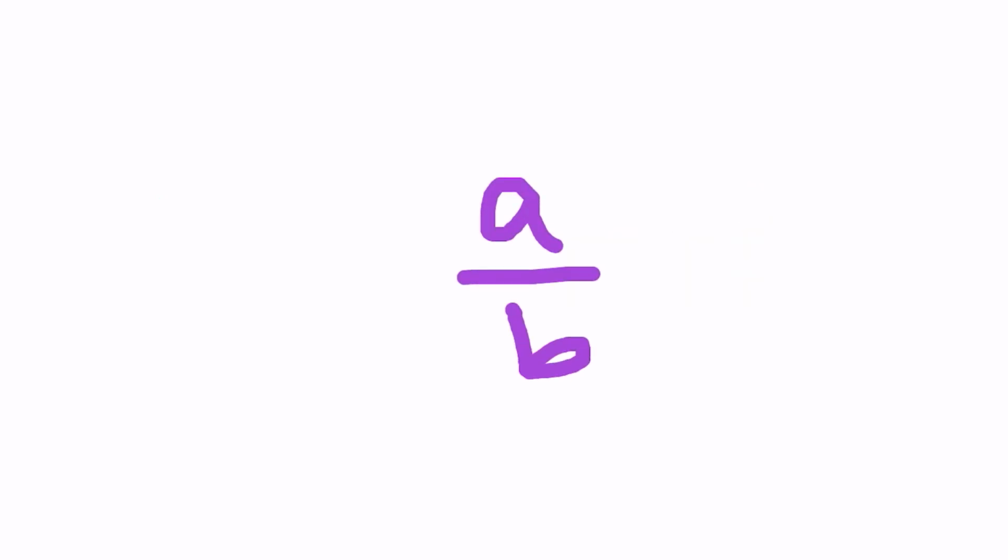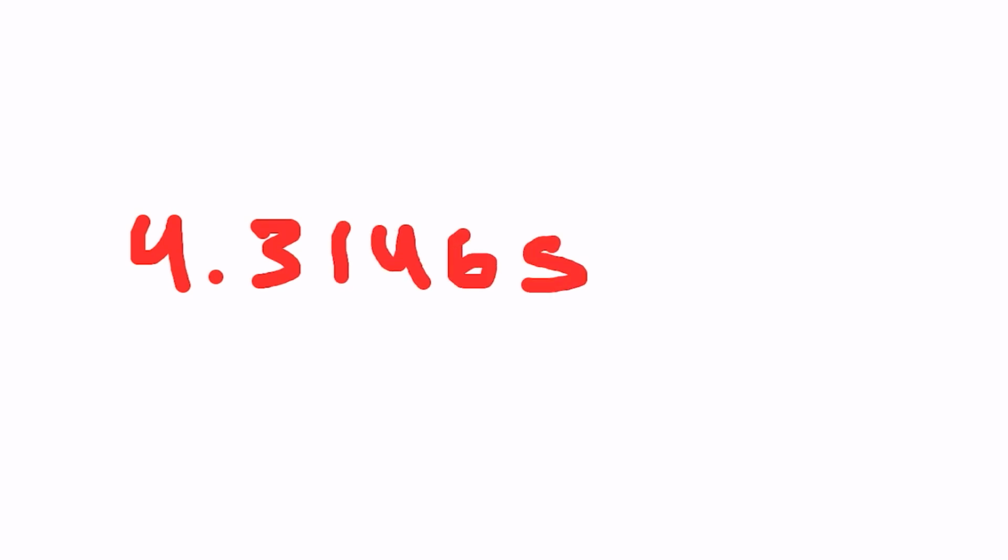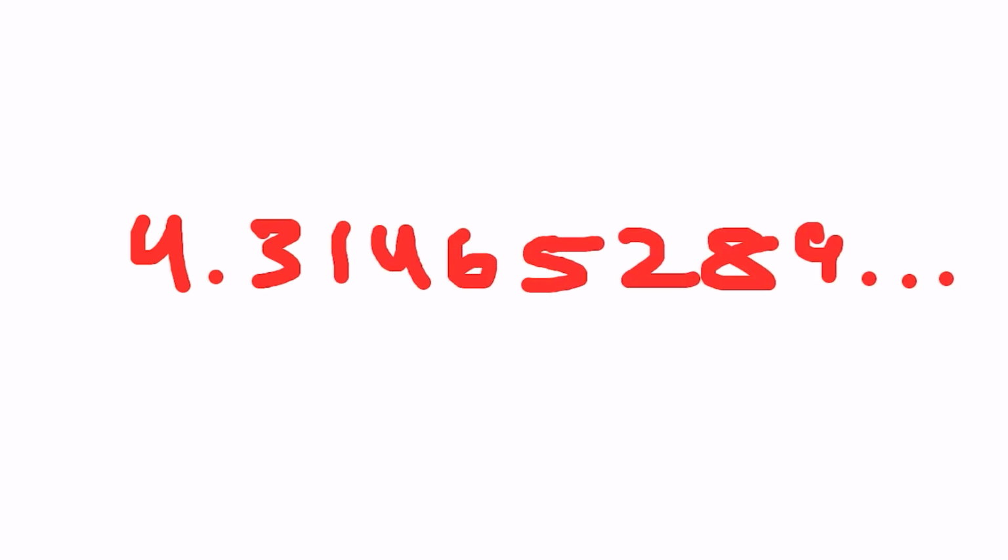These are numbers that cannot be written as a fraction, so they go on in some unpredictable pattern. Pi is a famous example of this, as it goes 3.14159, blah blah blah. And next, there are prime numbers, and prime numbers are numbers whose only factors are 1 and themselves.